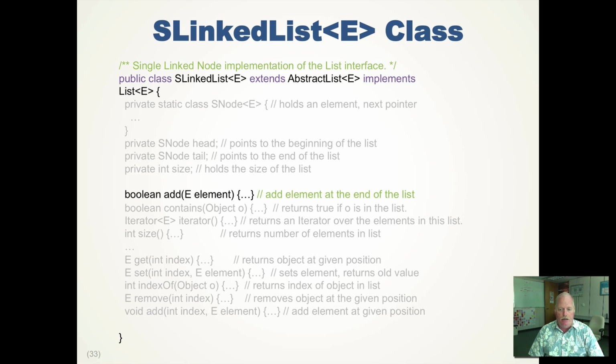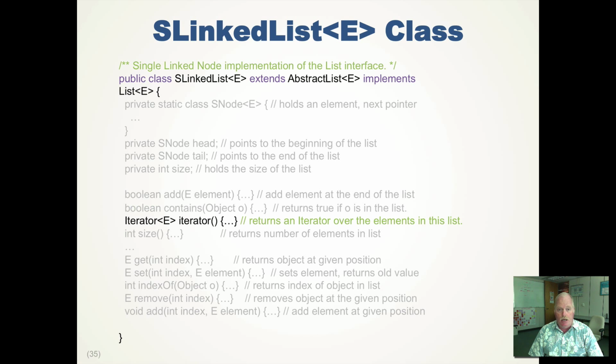Boolean add an element at the end of the list. We just create a new node, set its value to element, point tail.next to it, and then set tail to this new node. And we are done. Big O of 1 operation. Contains, we need to traverse the entire list, so we start at head and just keep going next until we get to the end of the list. If the object is in there, we have to keep track, or we can return true.